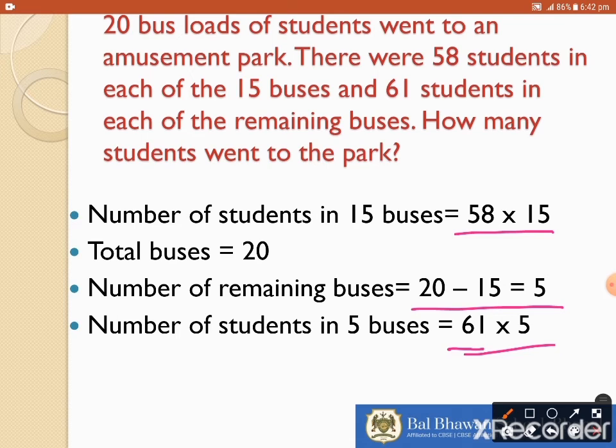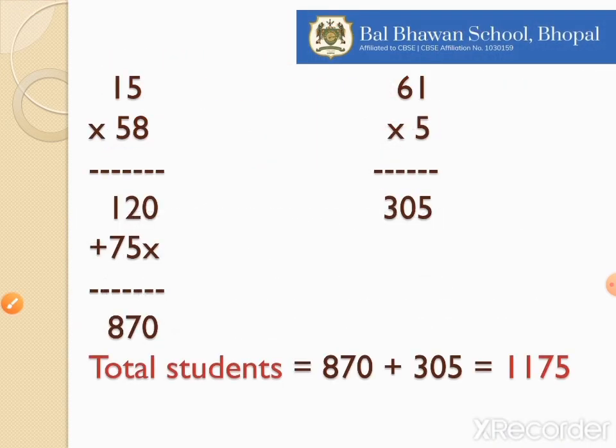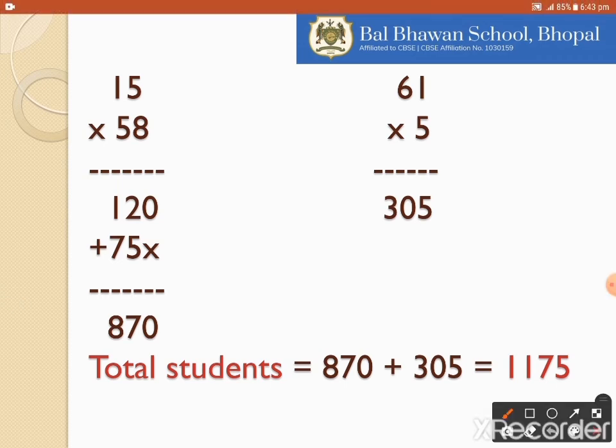So in this question children, we have two statements. First is 58 into 15 and the second one is 61 into 5. Now let us try to do these two multiplications. And for this 15 into 58, when we try to multiply, first we will multiply by 8. So 8 5s is 40. So 0 will come down. Now 8 1s are 8 and 8 plus 4 gives you 12. It becomes 120.